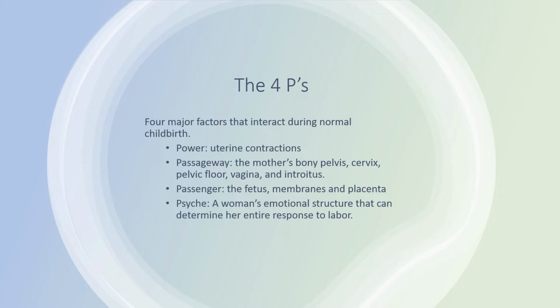Basically all of the openings for the vagina, to ensure that there is a way for the fetus to be expelled. The third P is passenger. That's where you have to think about the baby, all the membranes and the placenta. And then last is psyche, and that's the woman's emotional structure. She could be experiencing a lot of anxiety, a lot of fear, and that will affect the delivery.